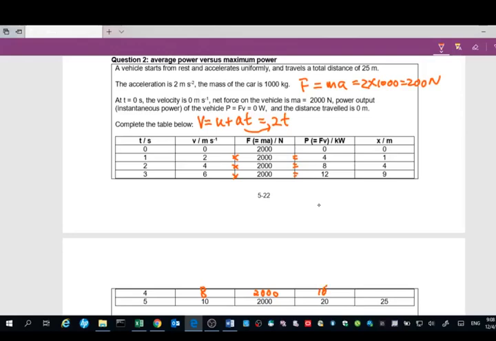And the last one is what about the value of x? The value of x, again, is obtained from a kinematic equation. S is ut plus half at squared, right? So u is 0. This is our x here. A is 2, half times 2 is 1, so you're left with t squared. So t equals 2, you have 4, right? T equals 3 is 9, so t equals 4 is 16, right? So this part is very easy, right?